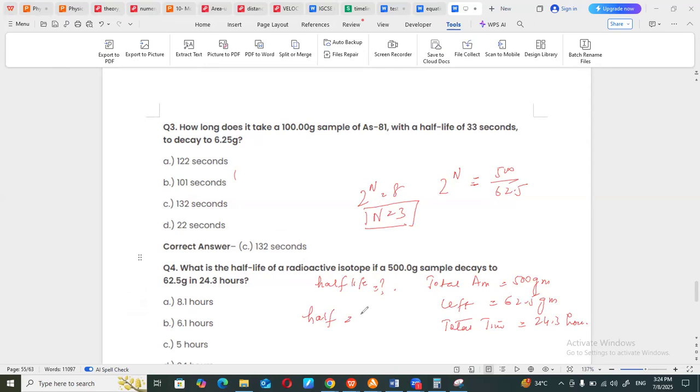Number of half-lives is equal to total time divided by half-life. So 3 half-lives, you simply divide the total time, which is 24.3, by 3. So 24.3 divided by 3. It's 8.1 hours, right?